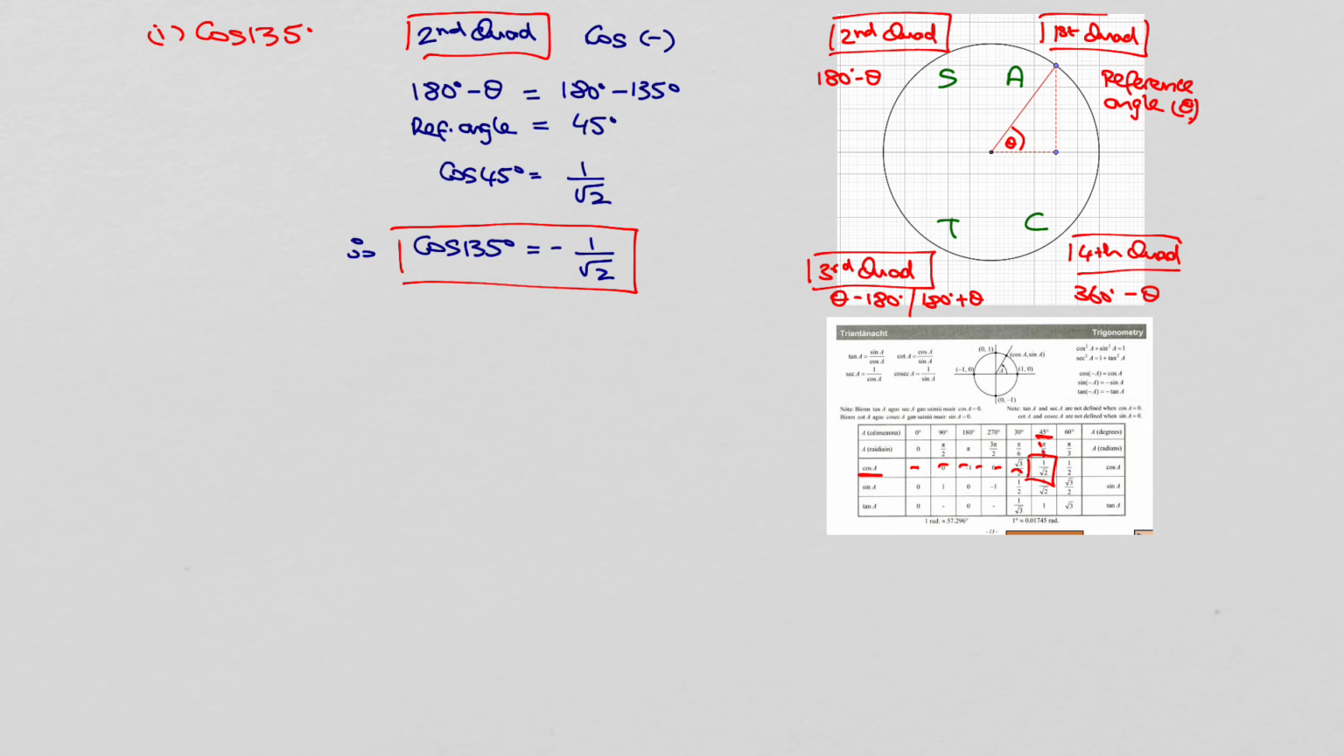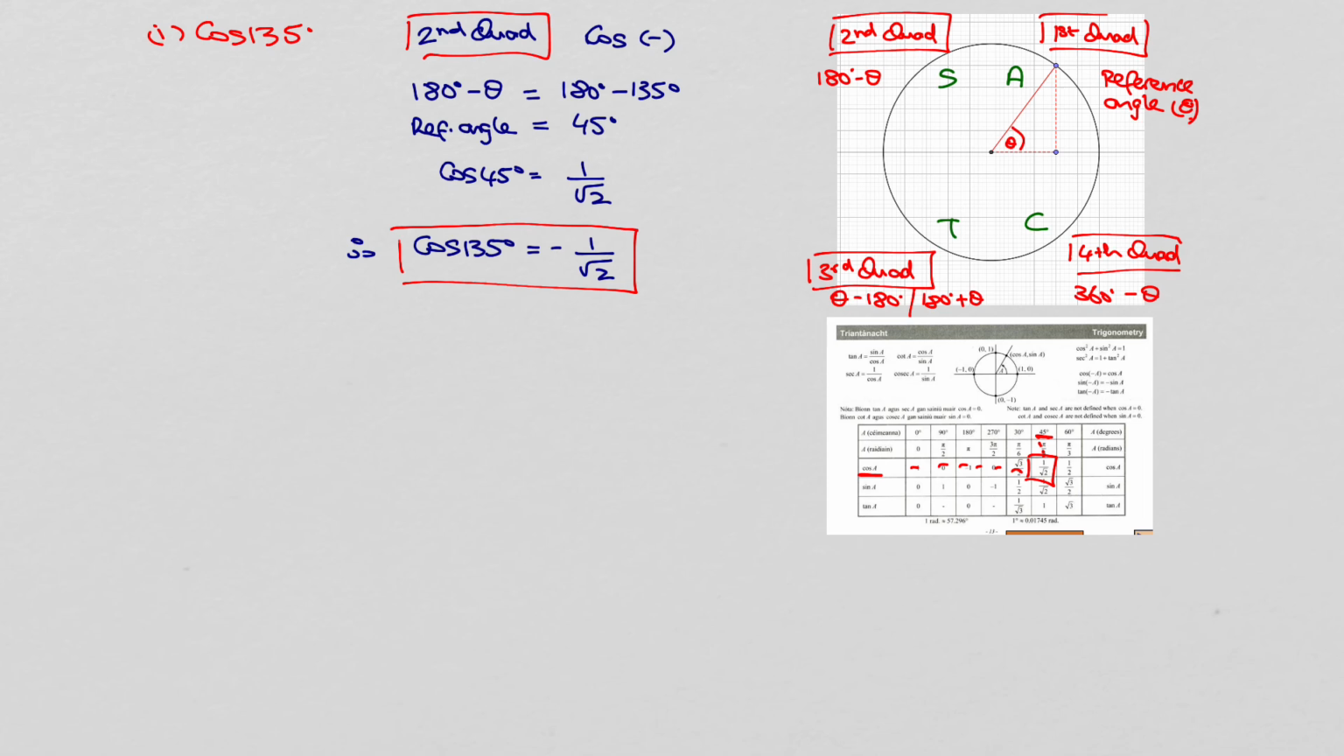You can also check this on your calculator to see if you're correct. But as I said, we are not allowed to use our calculator to write down an answer. We have to go through the process of identifying the correct quadrant, the correct sign, the reference angle, and using page 13 in your tables.